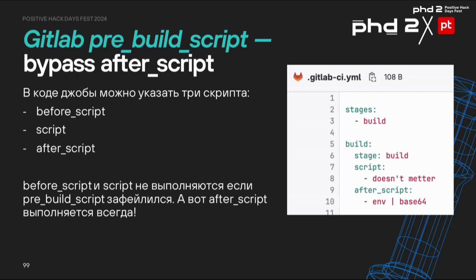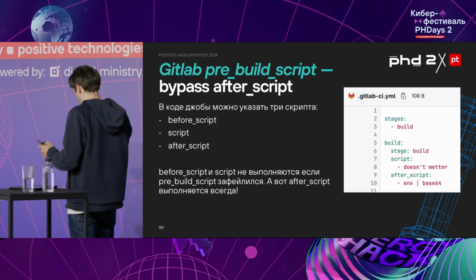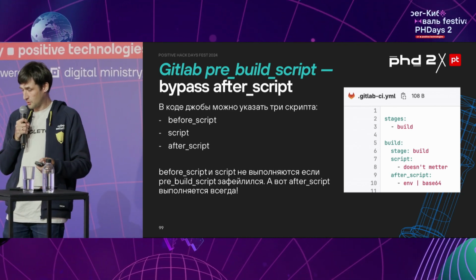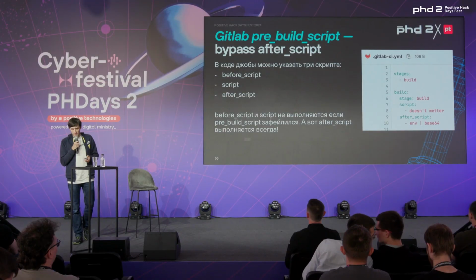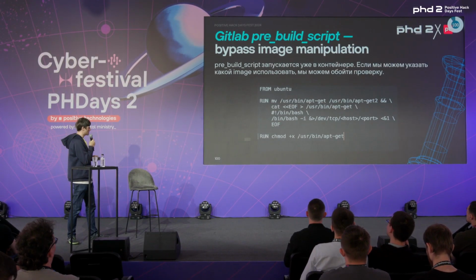Firstly, you can bypass it with after_script. After_script is required so that some post-error artifact could be created. So it's run always, even if the pre-build script failed. So you don't need to do anything actually about that. You just write out the script and grab the secrets, and it will work.